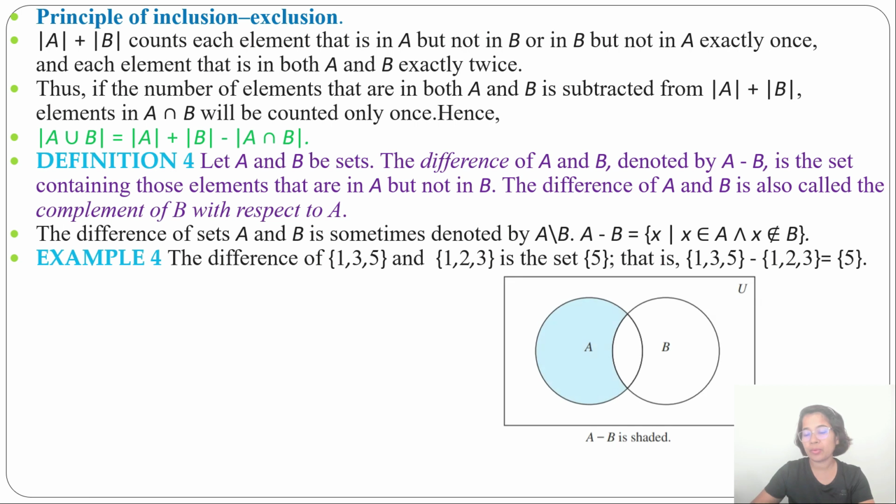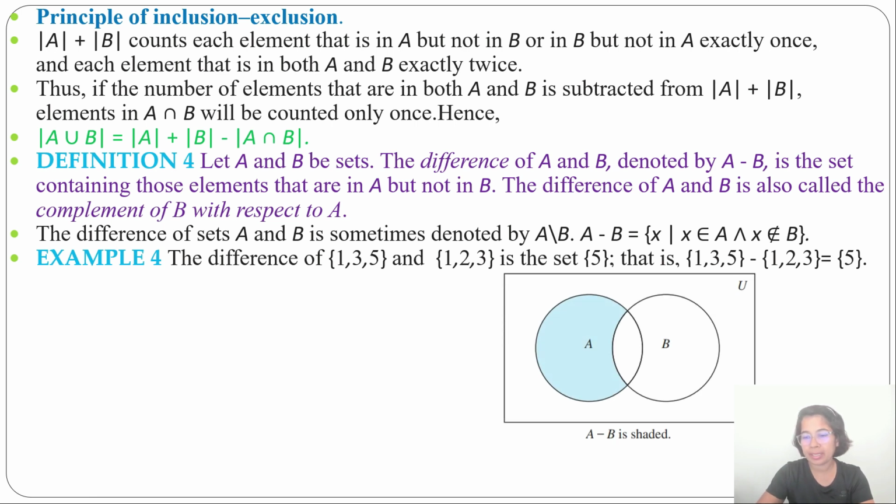In a Venn diagram, we can represent A − B like this: the portion of A which is not in B. So A ∩ B is not part of A − B. Only the portion of A which is not in B will be A − B.